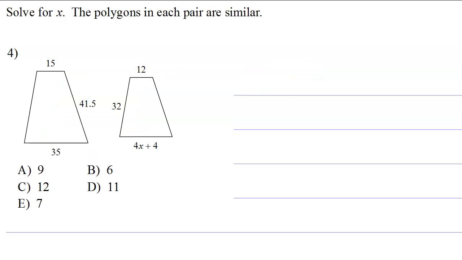Number 4. Similar idea. We need to solve for x. Now we have an expression though. So I have the bottom and the bottom. Those two are a pair. So whoever you want to put on top, I'm going to keep going the small figure over the larger figure. And then I need to find a matching side. I'm going to use the 15 and the 12.